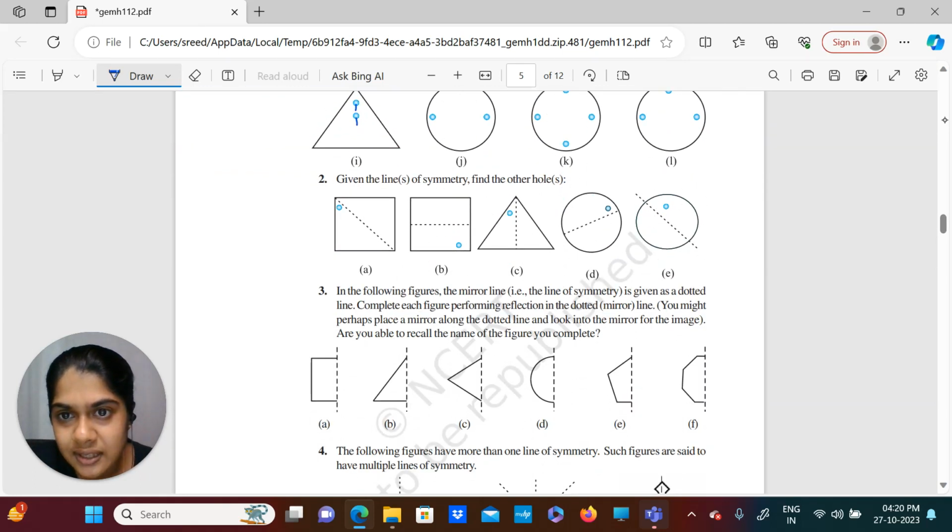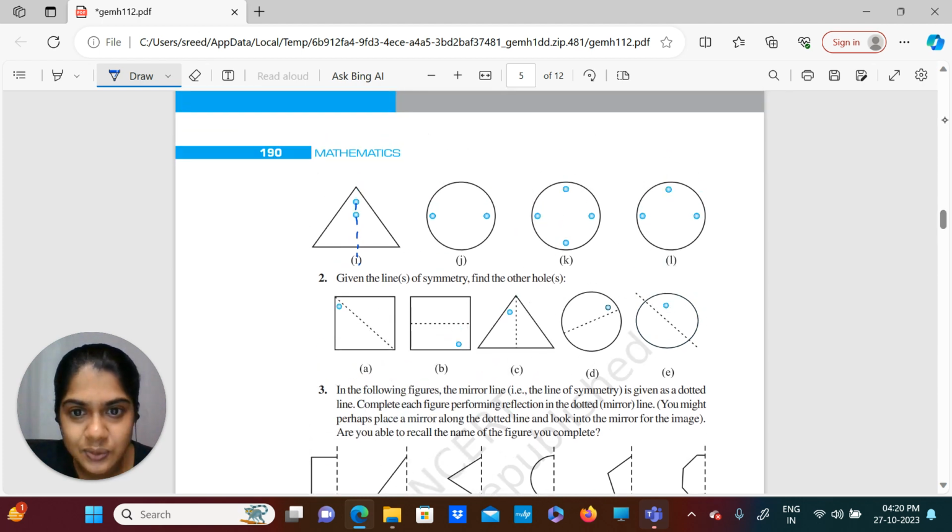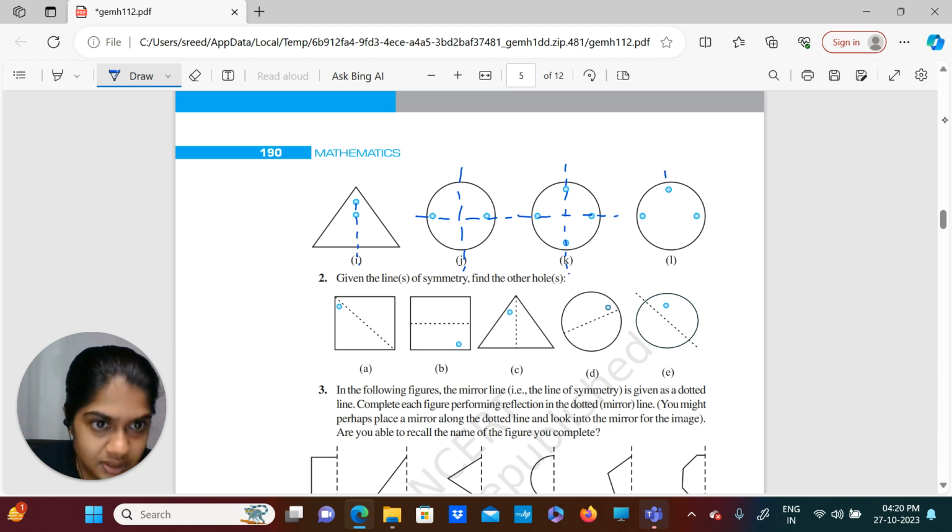I can draw a vertical line like this. Here I can draw vertical as well as horizontal. I can draw like this, horizontal. I can draw vertically like this also. Here I can draw vertically like this and I can draw horizontal like this. Here I could draw only vertical. This I can make into two halves, with the punched holes one at each end.